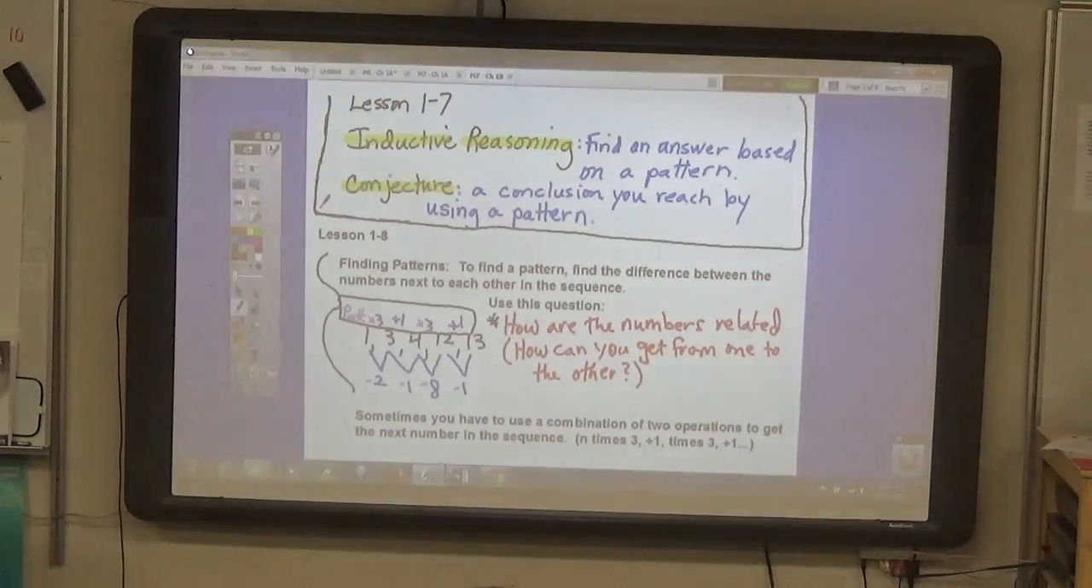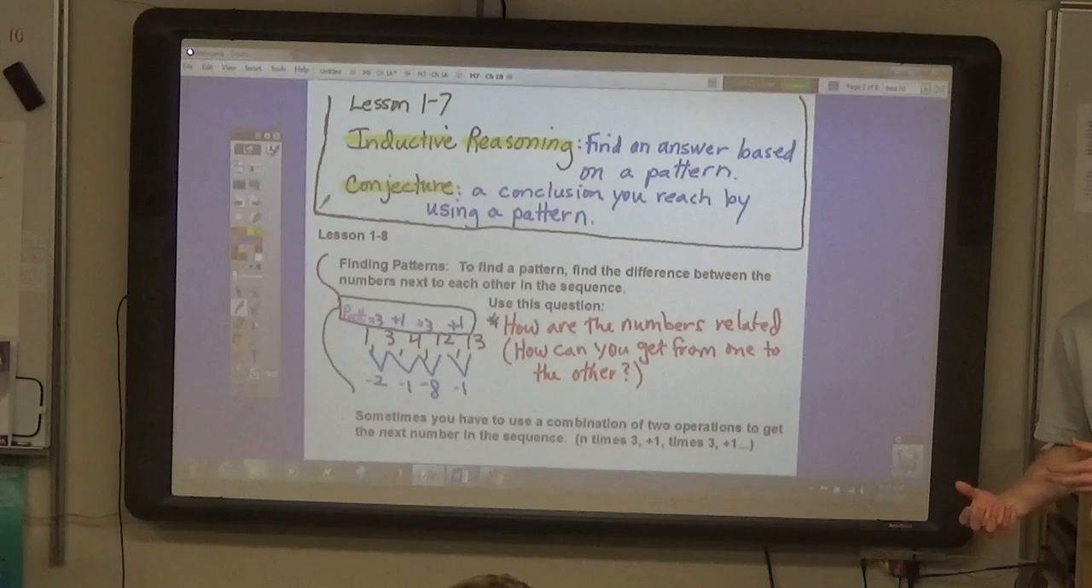So, looking at a pattern, trying to figure out, based on the pattern, what the answer is. Finding an answer based on a pattern. Then, a conjecture is writing down what you think the rule is for the pattern. A conclusion that you make based on the pattern.